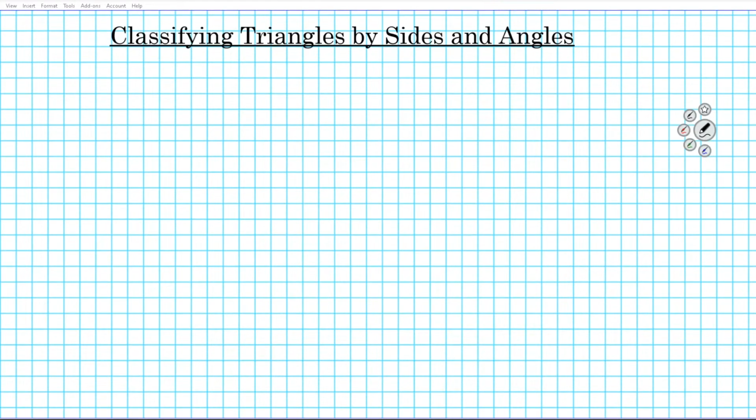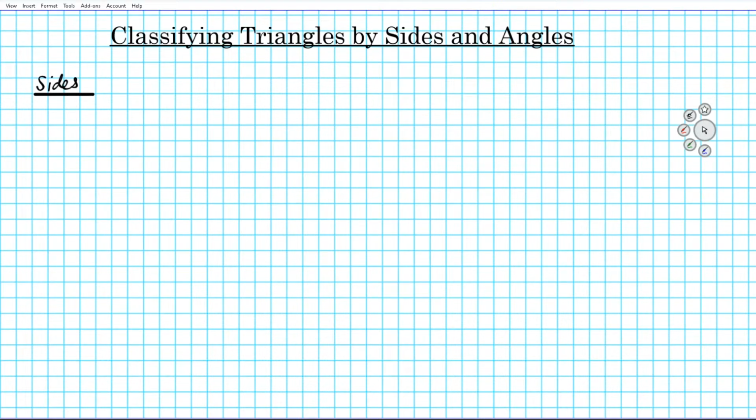All right, to get us started, we're going to take a look at some vocabulary terms to help us classify triangles by sides and angles, and then we'll look at some examples after that. Okay, so first of all, we're going to take a look at classification by sides.